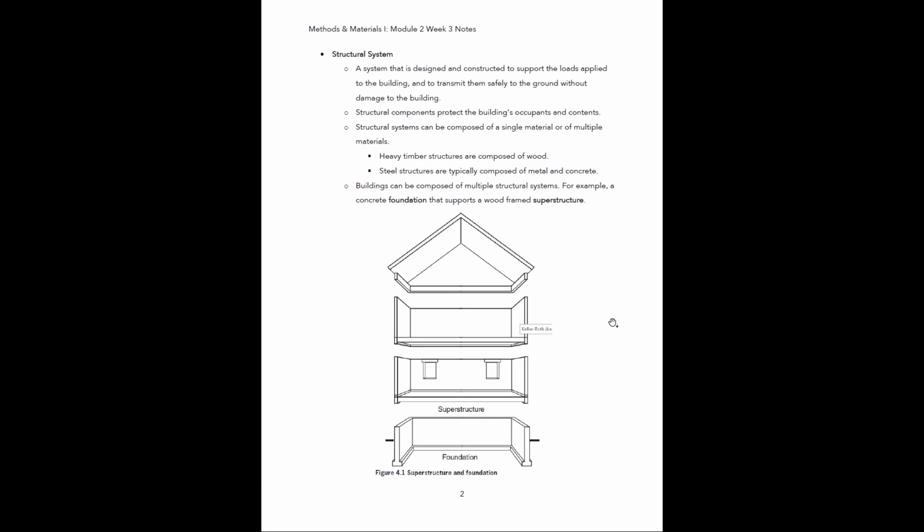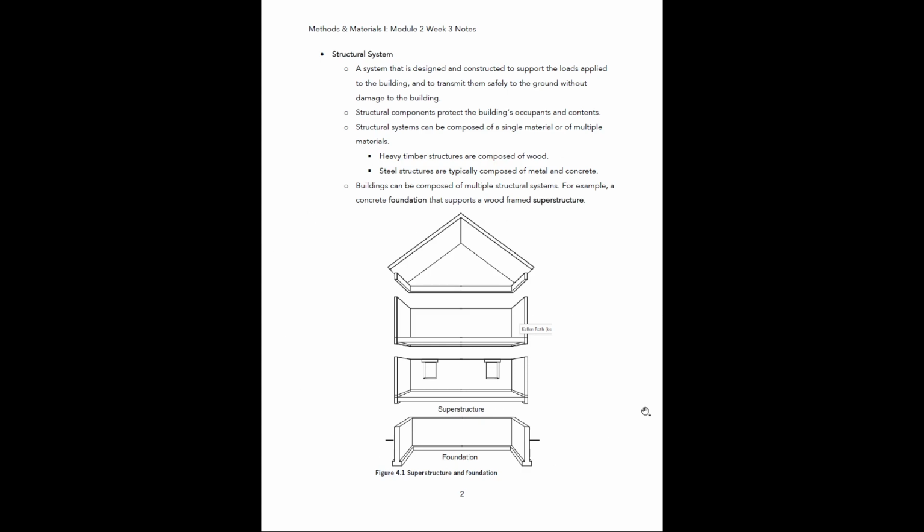Structural systems can be composed of a single material or multiple materials. Okay, so for example, heavy timber structures are usually composed of wood, obviously, and then steel structures are typically composed of metal and concrete. Buildings can be composed of multiple structural systems as well. So, for example, a concrete foundation will support a wood-framed superstructure.